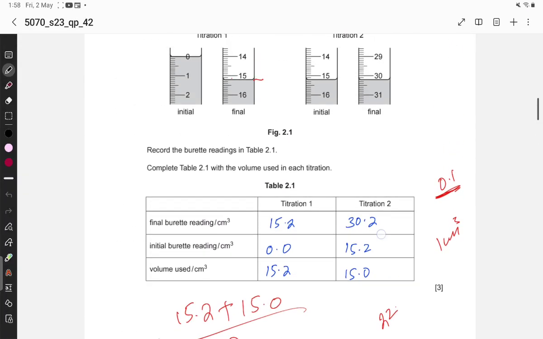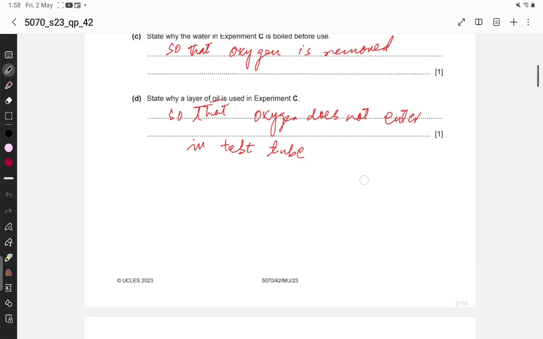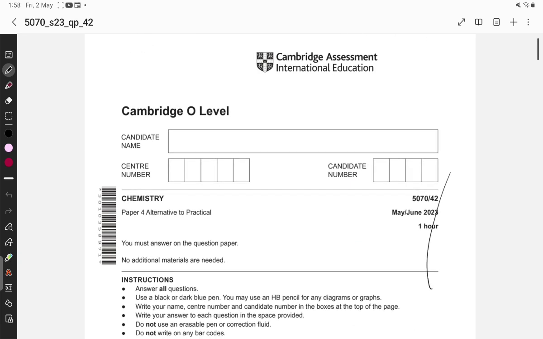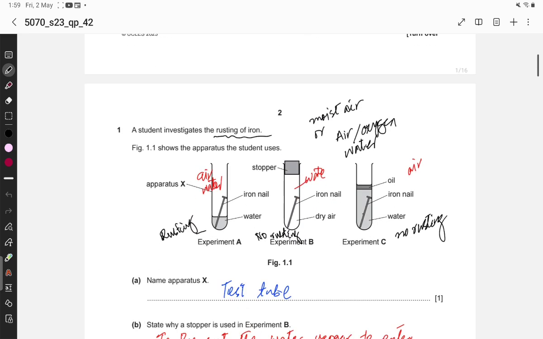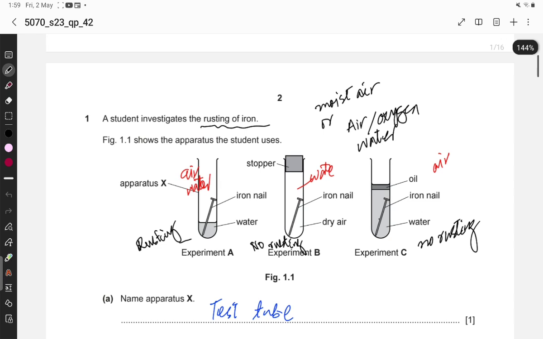In this video I will be solving question number 5070 May June 23 question paper 42. Let's start. Question number 1. A student investigates the rusting of iron. Figure 1.1 shows the apparatus the student uses.